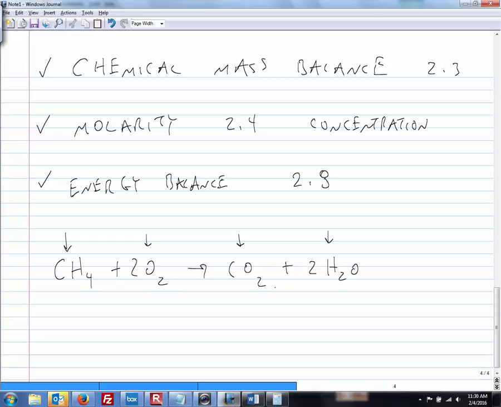So is that pure oxygen then? Because air has different stuff in it. Right. Good question. Is it pure oxygen? Well, what I could do is put N2 in this equation too.